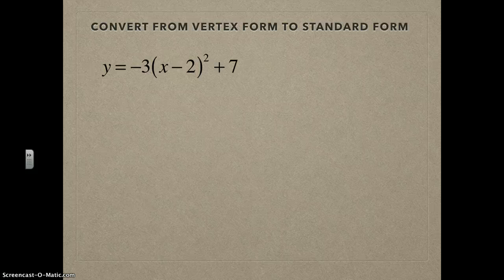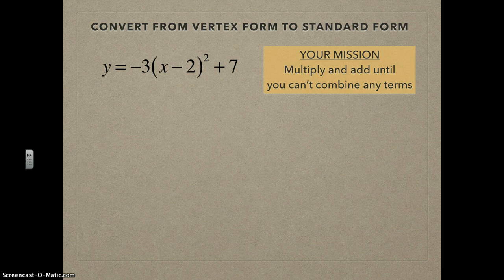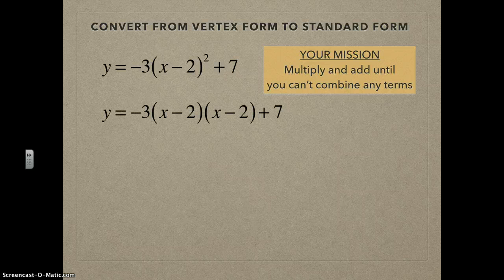You take the opposite of what hangs out with the x, and you keep the k value. So the vertex here would be 2, positive 2, 7. But I want to convert into standard form. So to convert into standard form, you got to multiply and add until you can't combine any terms. So the thing that I can multiply here is my 2x minus 2 binomials.